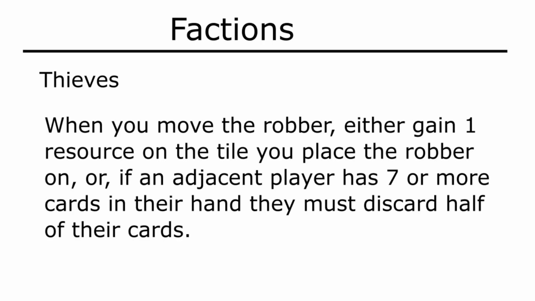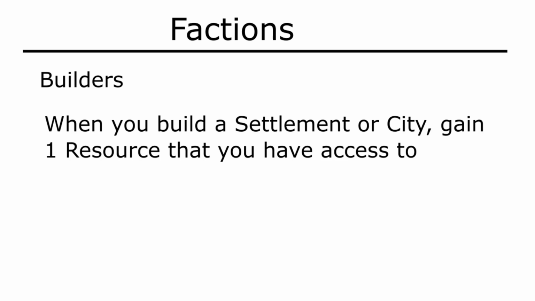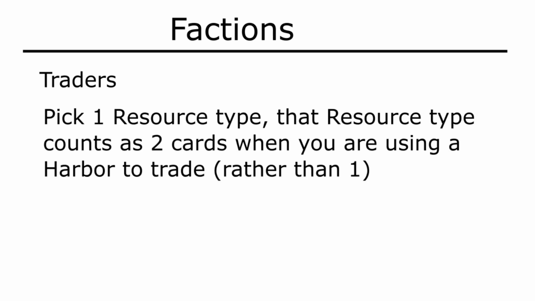The first faction that I made was the Thieves. Whenever you move the robber, you gain one resource from any tile that's touching where the robber is, or you can look at your opponent's hand. If they have 7 or more cards, then you make them discard down. Second faction that I decided to do was the Builders. So whenever you build a settlement or a city, you gain one resource of one of the tiles that you're touching.